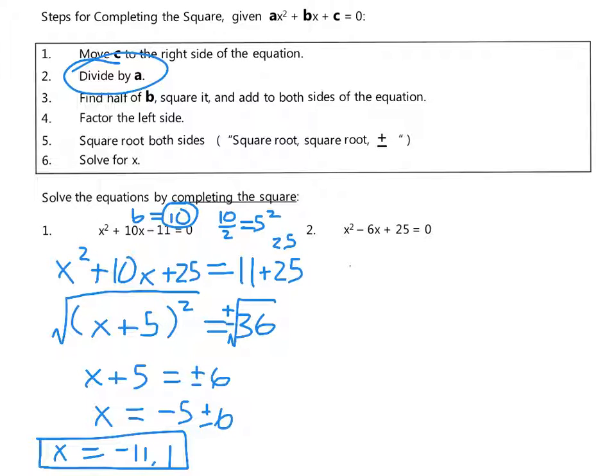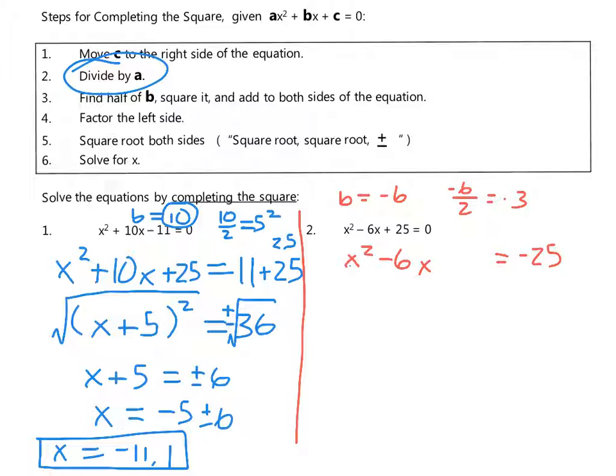Okay, moving on to number 2. We do the same thing. So first thing is move the c value to the other side, leaving a gap. Right, so for this one, b equals negative 6. We take half of that, which is negative 3, and then we square negative 3. So we're going to add 9 to both sides.